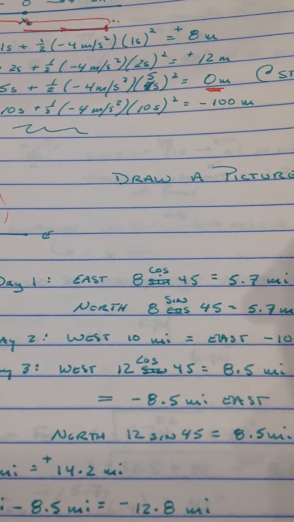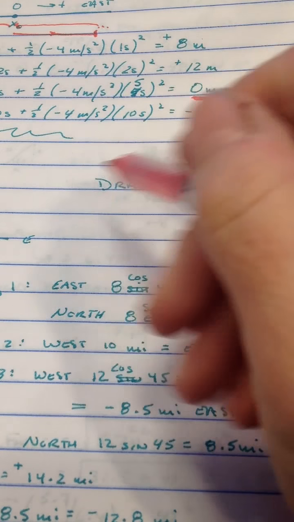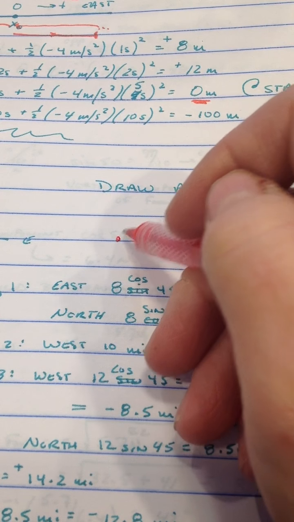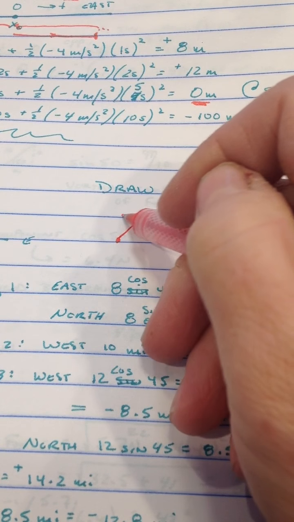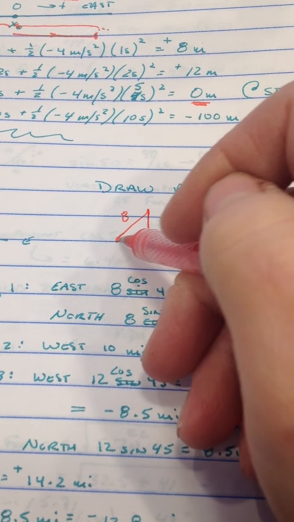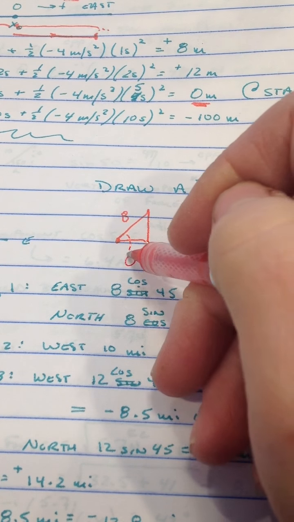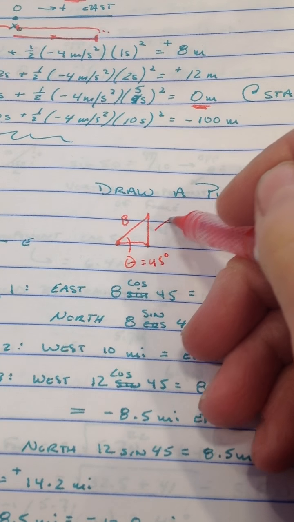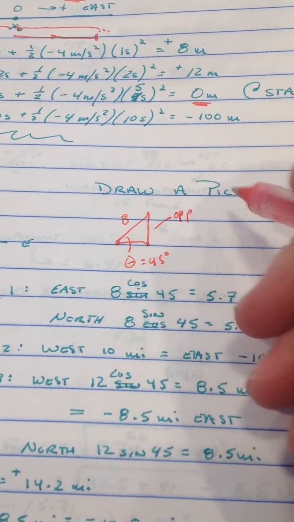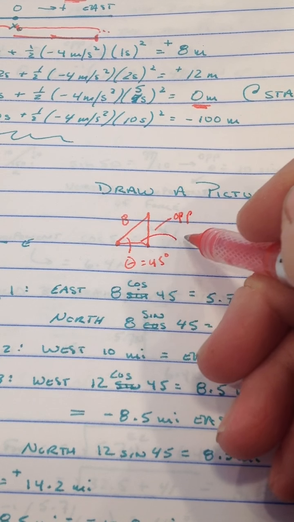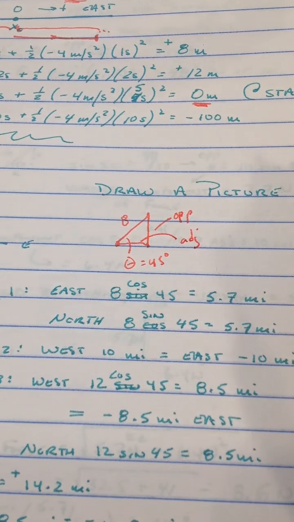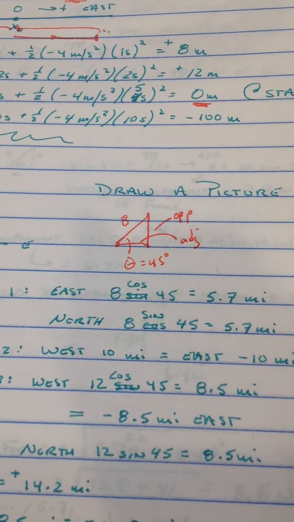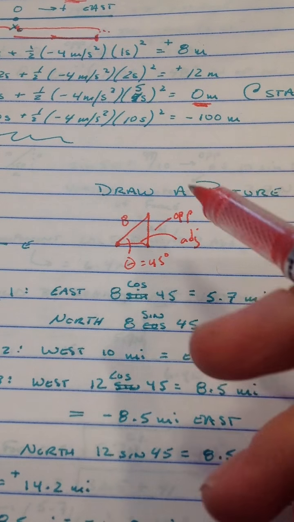For day 1, you have yourself a triangle that looks like this: 8 miles, that angle there, theta, is 45 degrees. This is the opposite side. This here is the adjacent side, in the standard SOHCAHTOA way of talking about trigonometry.